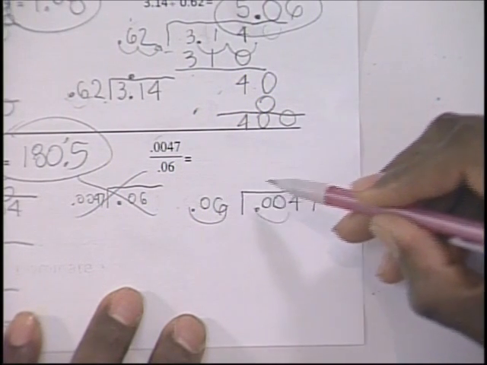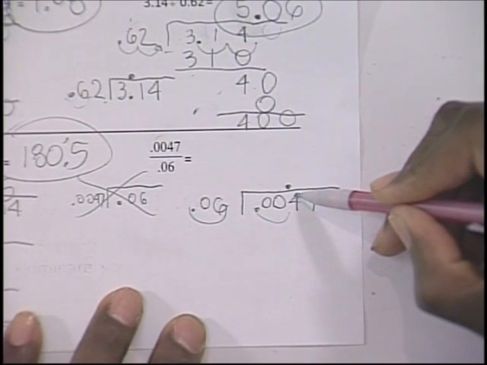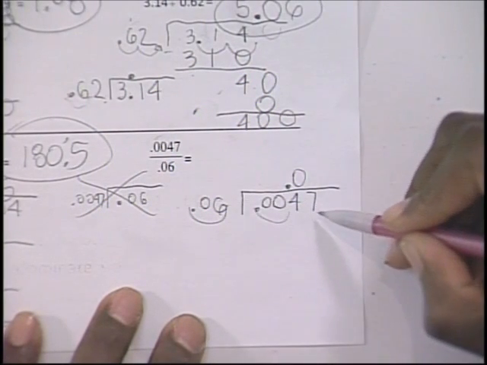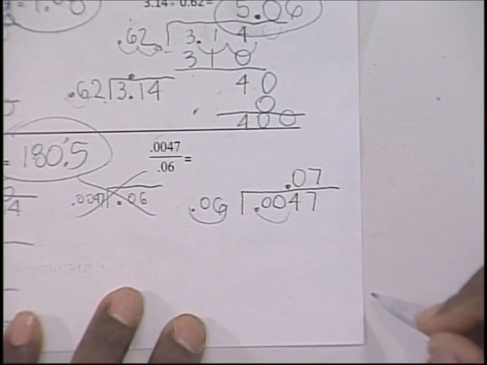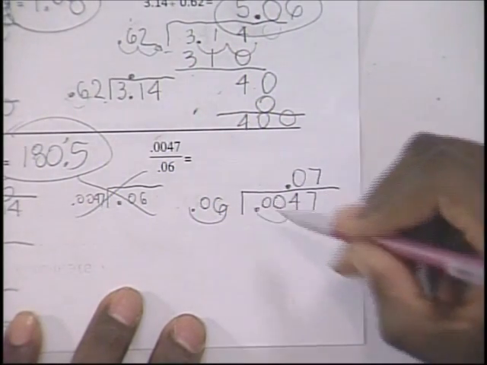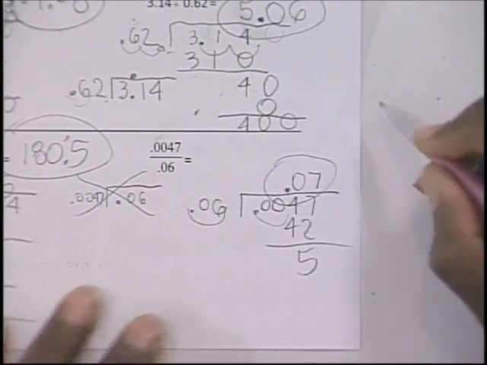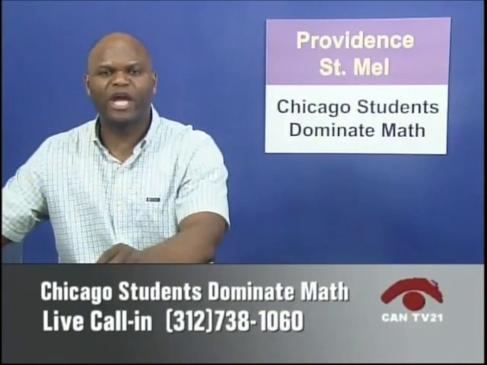How many times does 6 go into this 0? It doesn't. How many times does 6 go into 4? It doesn't, so you put a 0 there. How many times does 6 go into 47? Goes in 7 times. Now you multiply: 7 times 6 is 42. You subtract and you get 5. Let's stop right there. 0.07. Final answer. That's all we have time for.